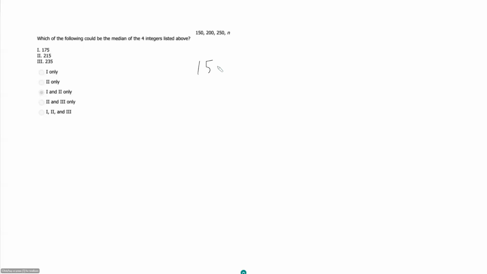Let's start with just the way they have it. So in this case, n is greater than or equal to 250. Because we have an even number of terms in our set, the median is the average of your middle two terms. So here it'll be the average of 200 and 250. So our median should be equal to 225.